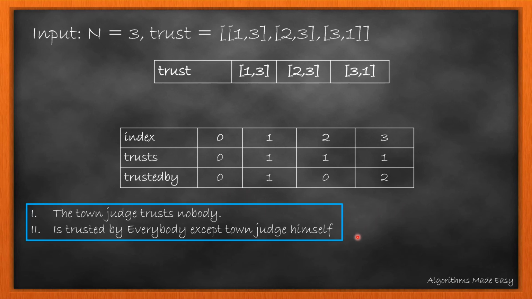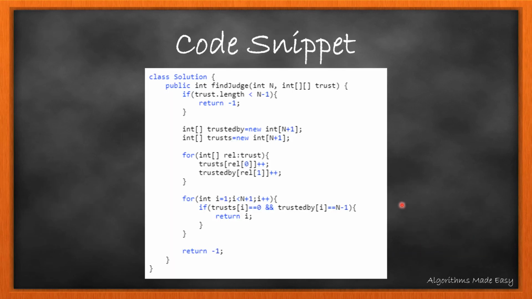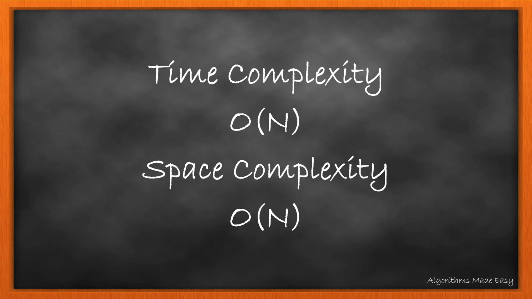Now, we again iterate from 1 to n and find an index where trusts is 0 and trustedBy is n minus 1. As we find out that there is no index which satisfies both these conditions, we will return -1. Here's the code snippet of the method. Also, check out the link to the Java code in the description below. The time and space complexity of this algorithm is O(n).